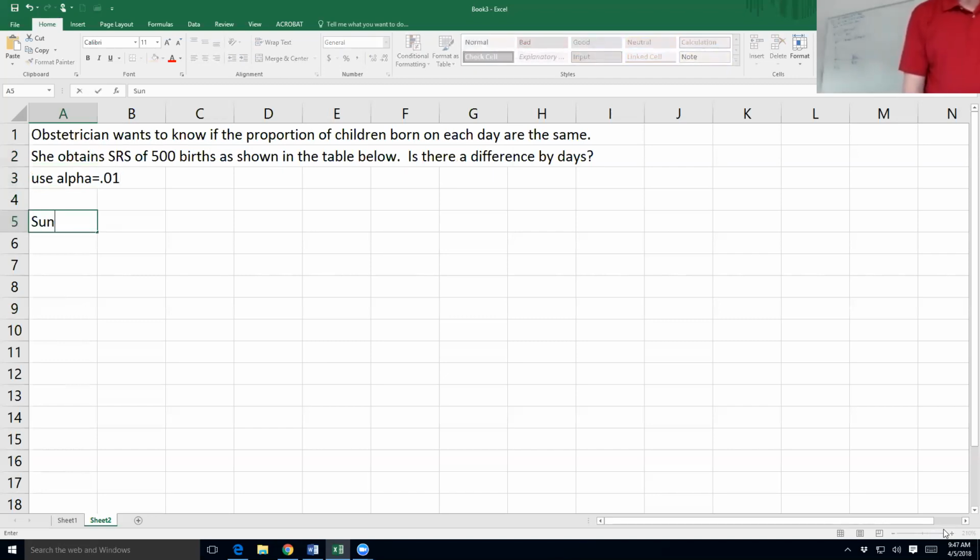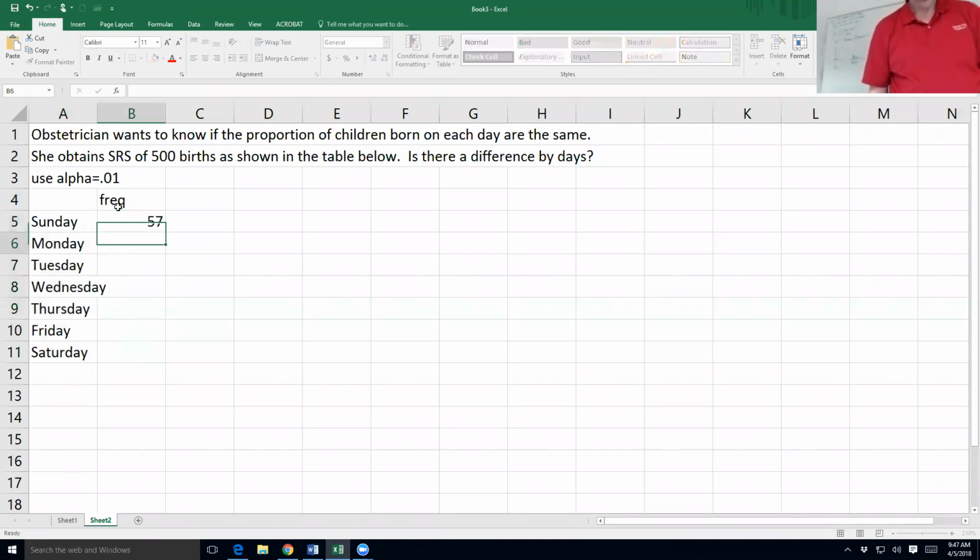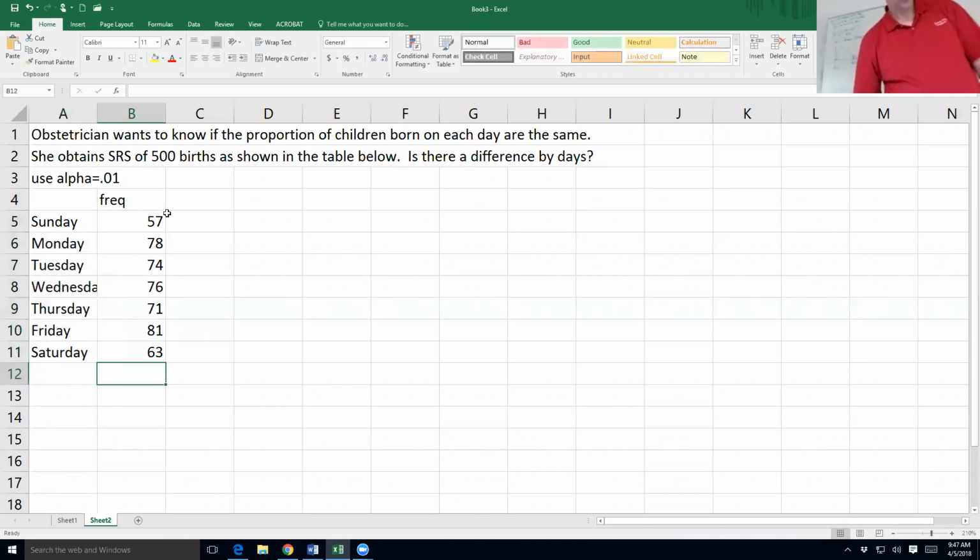So, did you know this is really cool? Sunday, watch this. Excel can be pretty cool. It will count for you. Now that's impressive, okay? Now, Sunday, we got, so this is our frequency, 57, 78, 74, 76, 71, 81, 63. And, okay, so that's what we're given.